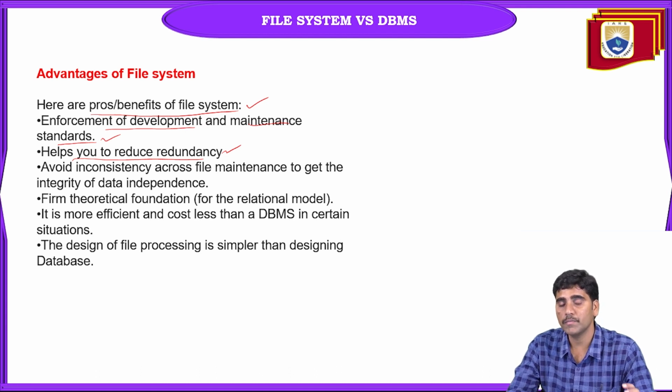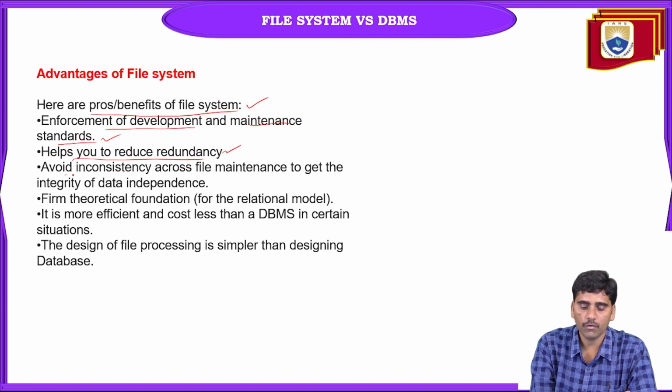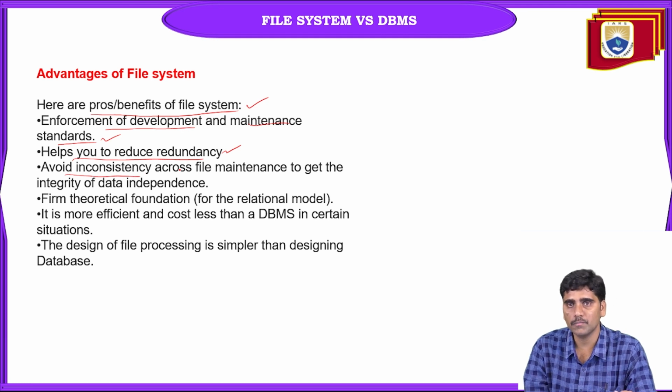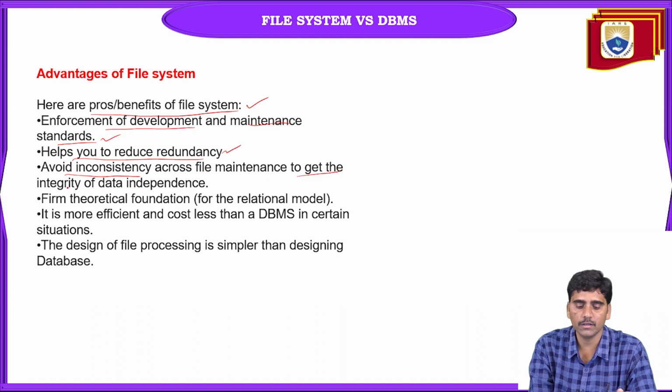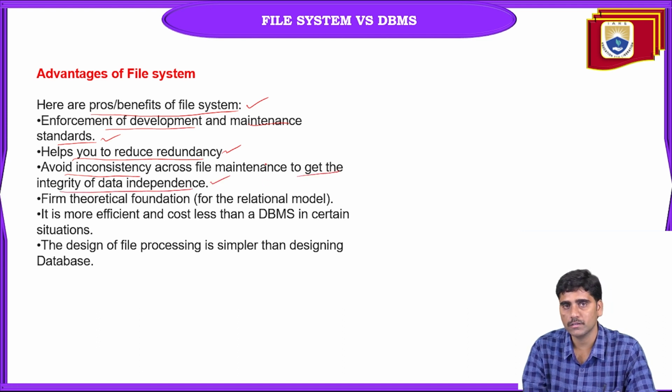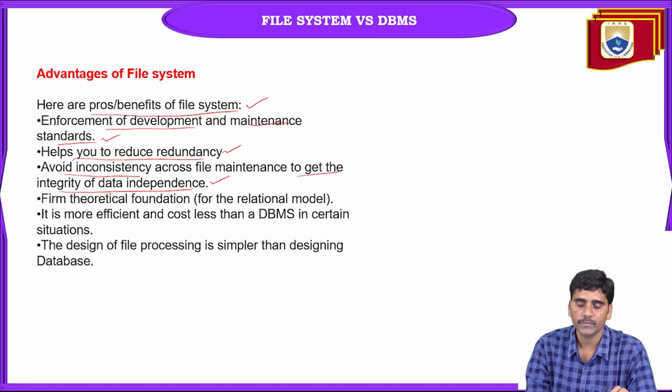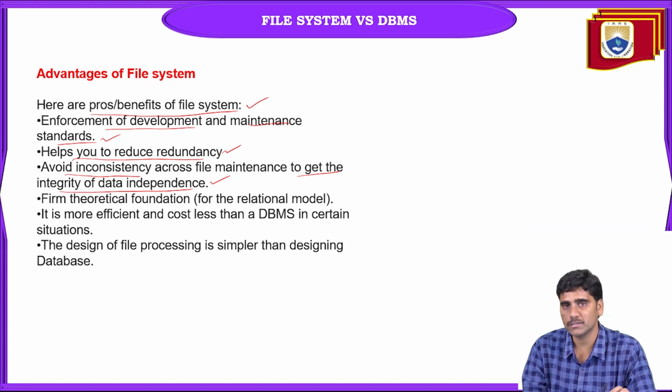That means it maintains non-redundancy. So it should be available for only the unique data. Avoid inconsistency across file maintenance, to get the integrity of data independence. So it avoids inconsistency across all the file maintenance. That means all the files are to be organized at a particular place. At that moment, there is a chance for inconsistency to occur.